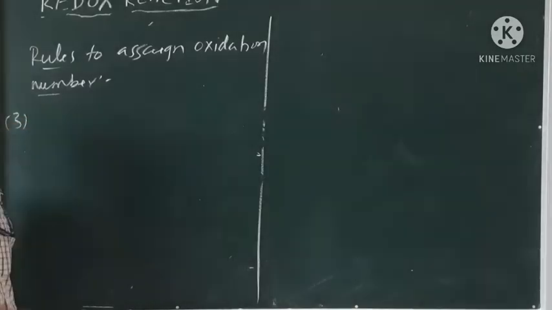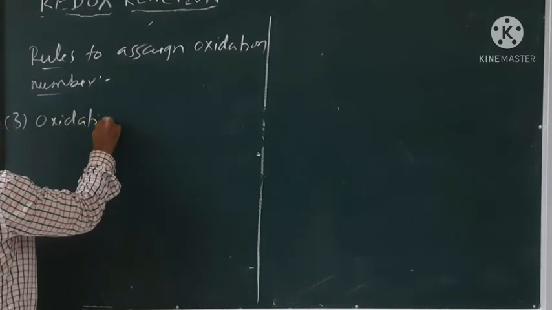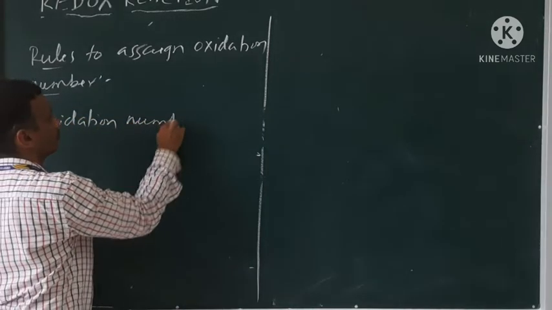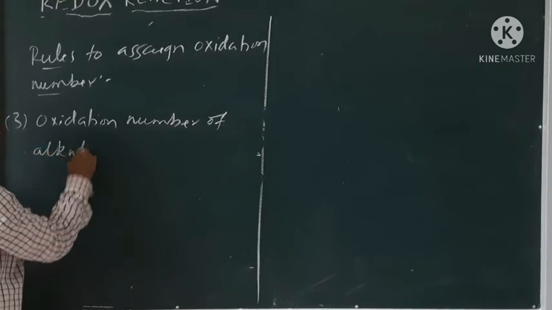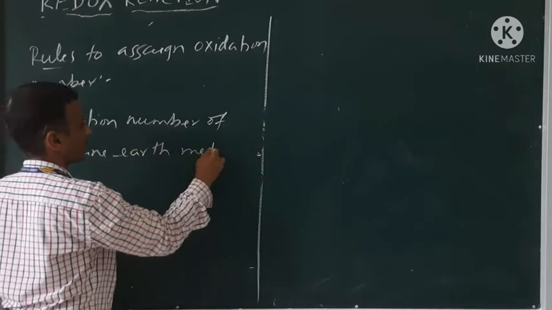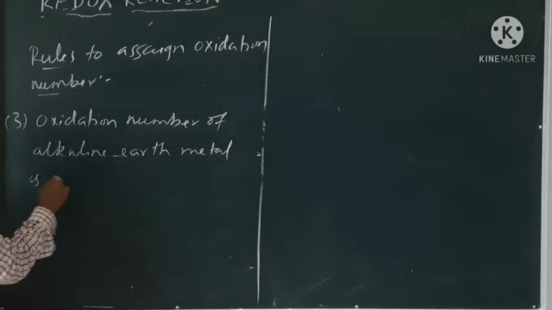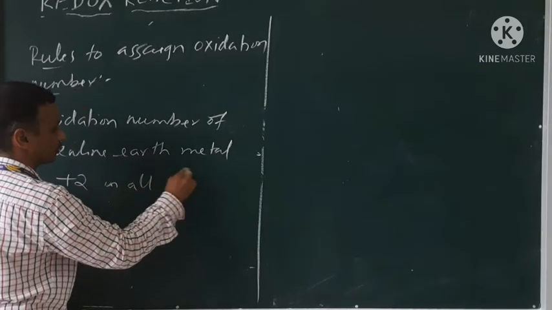Now, what about the alkaline earth metals? The oxidation number of alkaline earth metals is +2 in all their compounds.